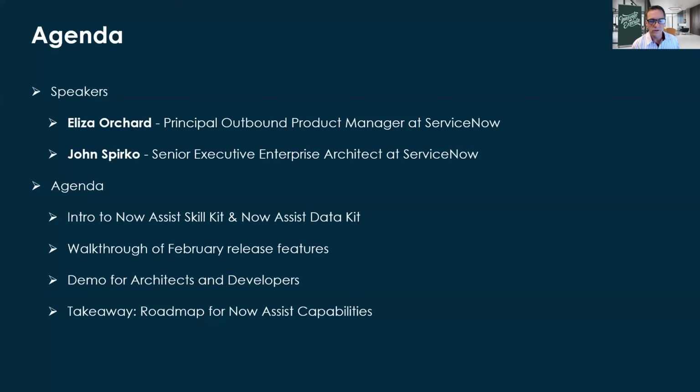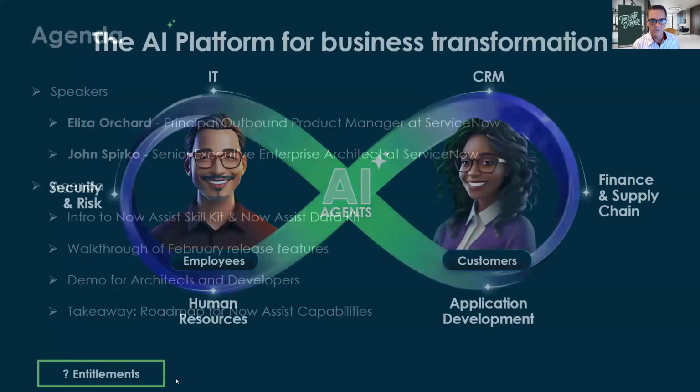Before we get into that, I'm going to do a little piece similar to what we did last time. I'm going to give you the start of a roadmap, a way to look at all of the Now Assist capabilities across the platform, and then to start thinking about how you are going to roadmap those in, or how you are going to make your business case for those in your organization. Let's dig into that piece, and then I'll hand it over to Eliza.